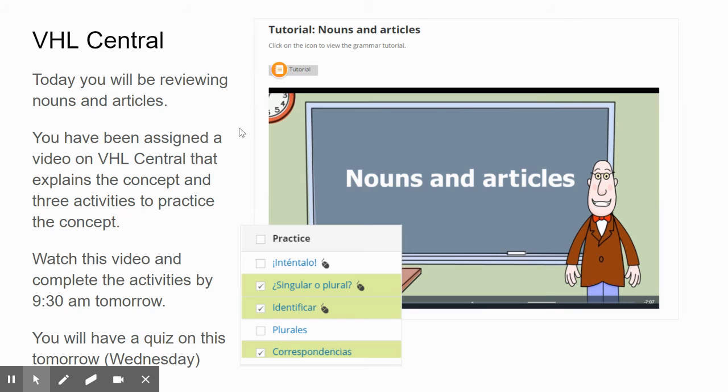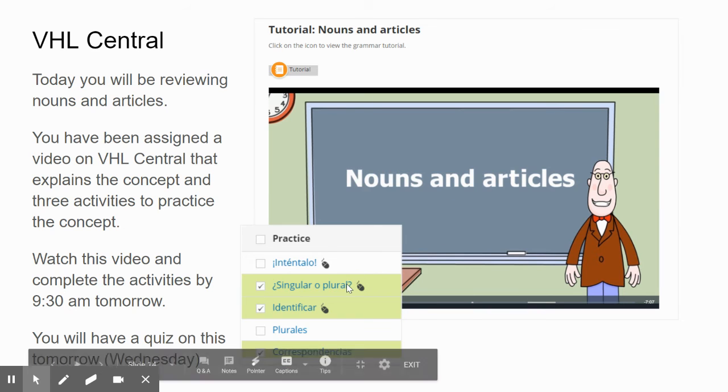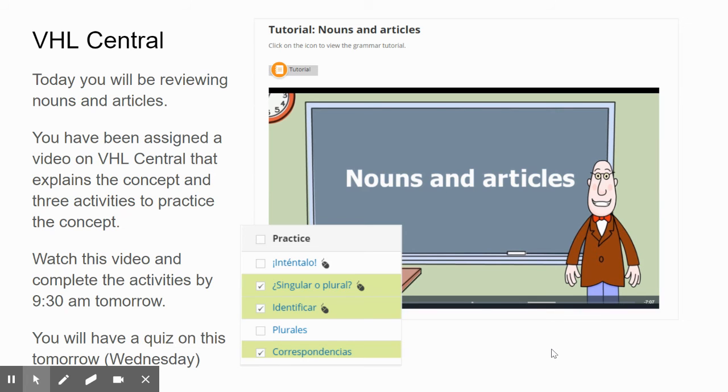Then there are a couple other activities in VHL Central to do. They are due by 9:30 a.m. in the morning. You've been assigned this that explains the concept in these three activities of practice the concept. So you're going to watch the tutorial on nouns and articles, and then you're also going to complete the singular, plural, identificar, and then the correspondencias. Those are the three activities that go with it. Remember, you're going to have a quiz on this on Wednesday, so make sure, or this, I should say tomorrow because it's Wednesday. So make sure that you complete all of these activities.